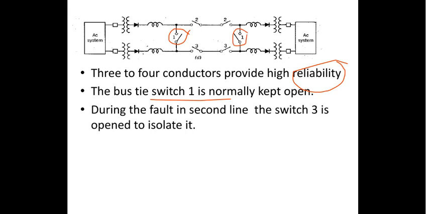So now during the fault in the second line, the switch 3 is opened to isolate it, and if the opening of the switch 3 is for a short period of time, definitely you need not connect one. But if you connect one, then it is possible for us to restore the power from one parallel line to the other parallel line. So this is how you can have a higher degree of reliability and flexibility in the operation if you consider a 3 to 4 conductor line of the HVDC link, right?